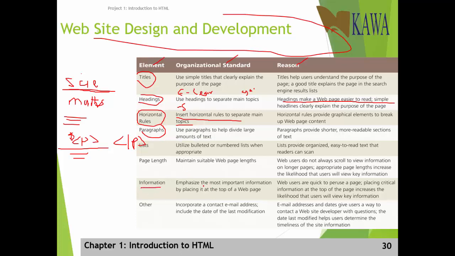Information. Emphasize the most important information by placing it at the top of the web page. Web users are quick to peruse a page. Placing critical information at the top of the page increases the likelihood that users will view key information. If it's an announcement, you should place that announcement on top of the page. Don't put it at the bottom, because users will not scroll there to see. If it's an important update, put it at the start of the page. These are good practices in development.